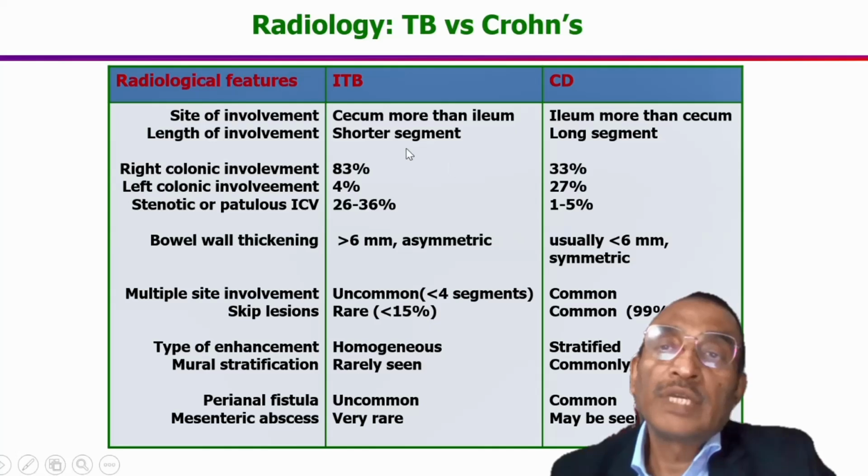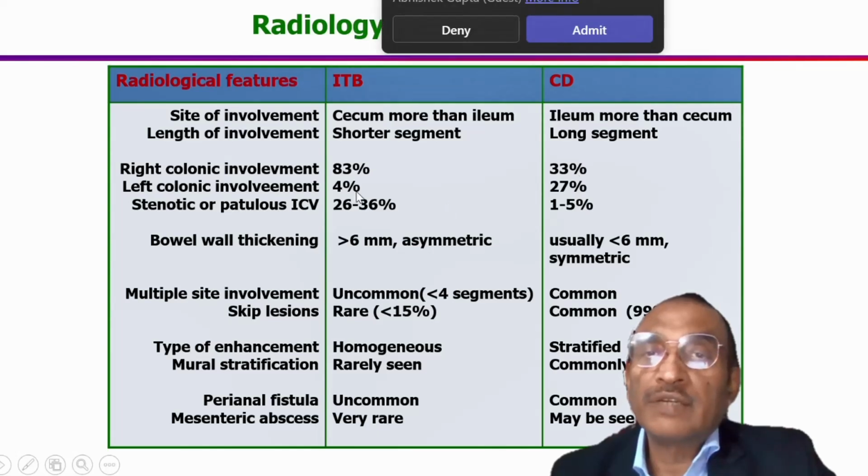Ileum will be more involved than cecum. Length of involvement will be shorter in case of TB and longer in case of Crohn's disease. The right colonic involvement is 83% in case of TB and only 33% in case of Crohn's disease. Left colonic involvement in CD will be seen in 1/4. In TB, it is extremely uncommon.